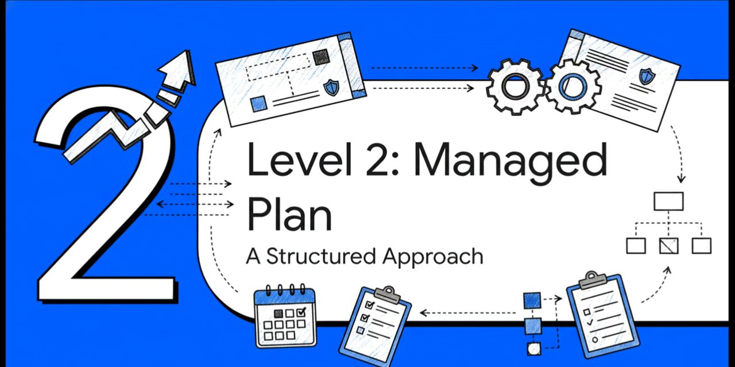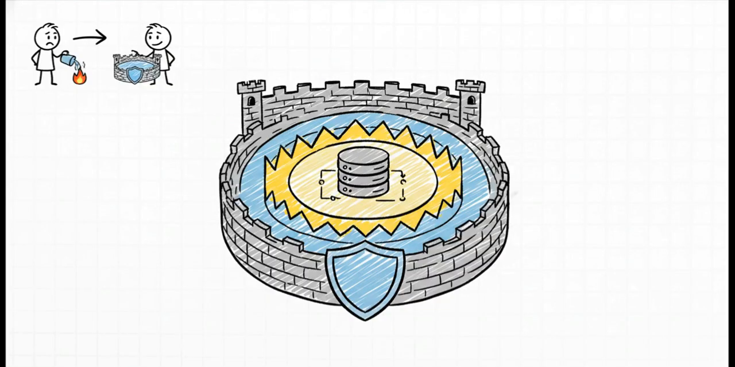This is where things get way more structured and we move from just reacting to having a real managed plan. The big mindset shift at Level 2 is going from reactive to proactive. You start to operate with the idea that any single defense might fail, so you build what's called a defense-in-depth strategy. Think about a medieval castle. It doesn't just have one wall. It's got a moat, an outer wall, an inner wall, guards. It has layers. That's exactly what you're doing with your security.